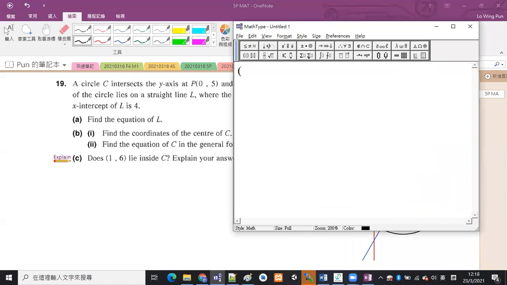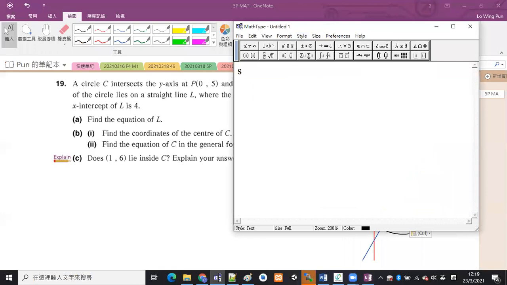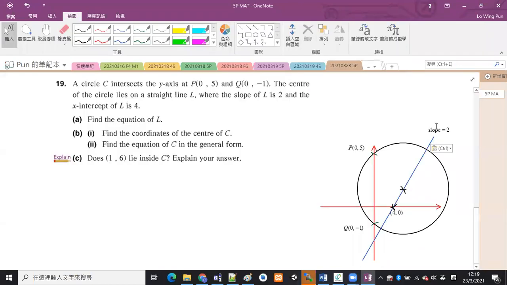the coordinates, because the x-intercept is 4, so the x coordinate should be 4. And because it is on the x-axis, so the y coordinate should be equal to 0. Okay? Can you get this? 4, 0. And the slope of this straight line is 2.